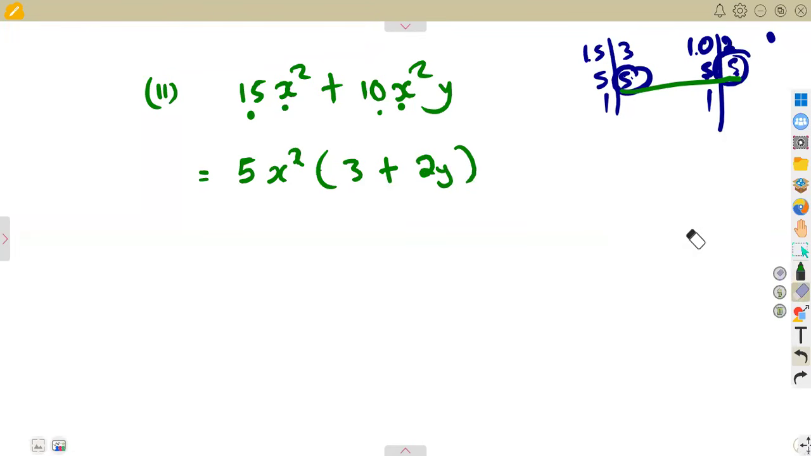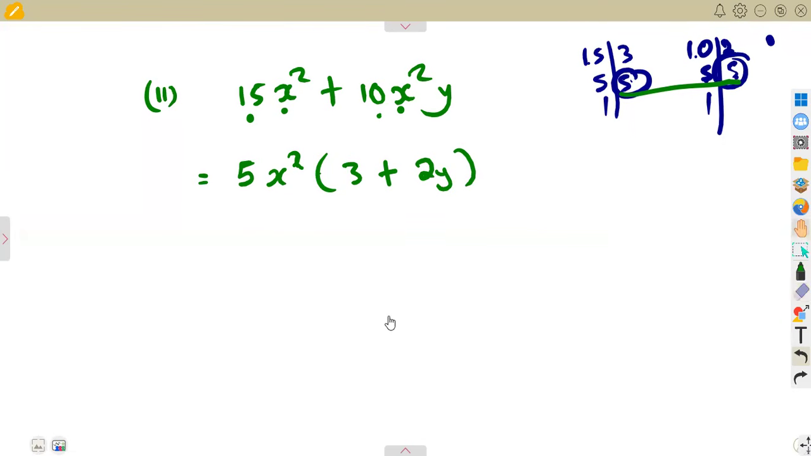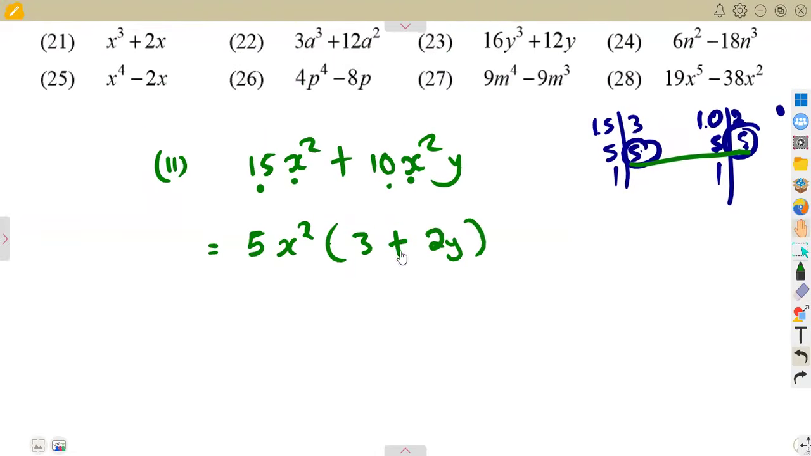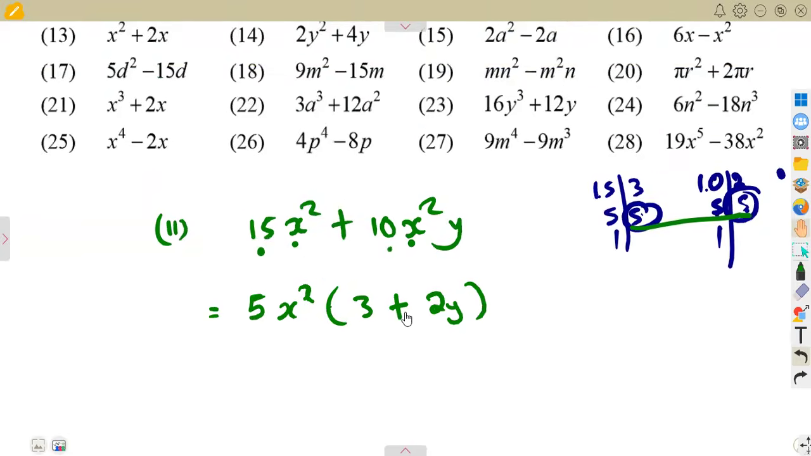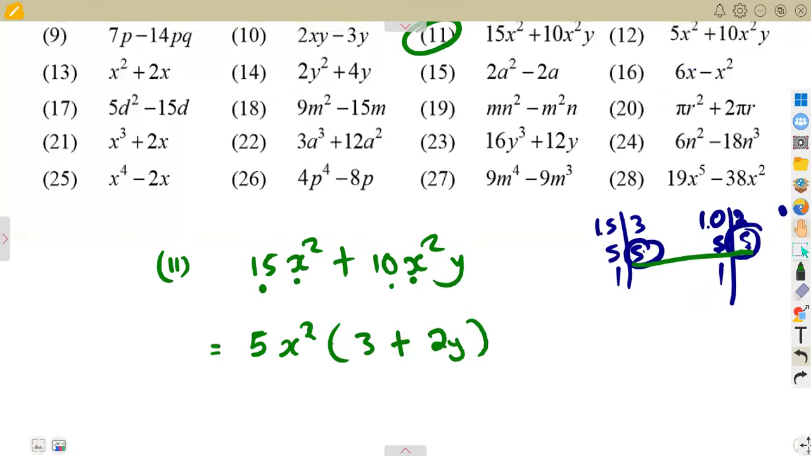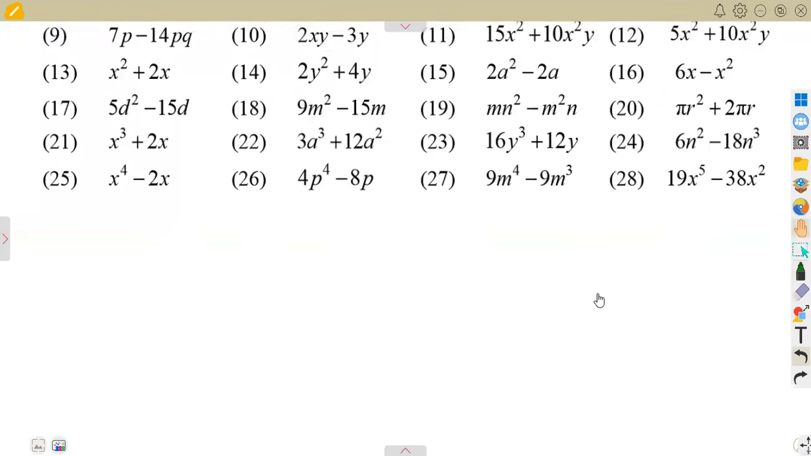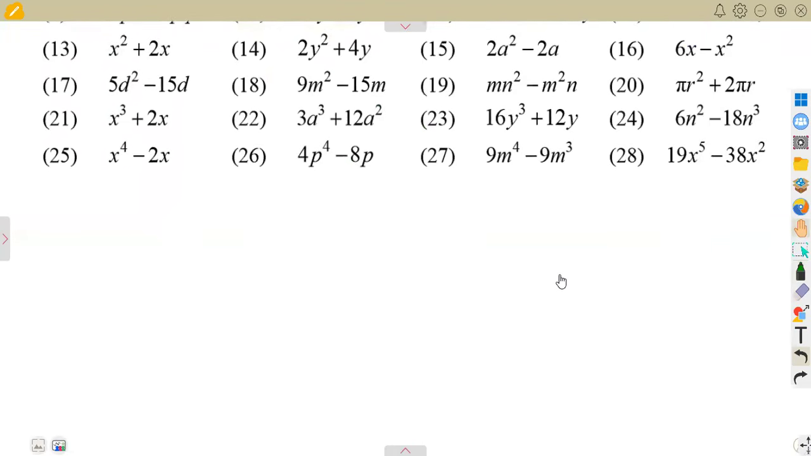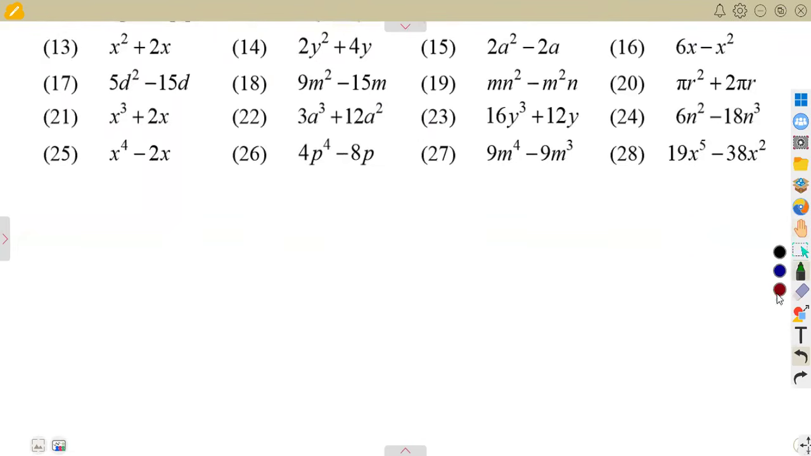So this is simply the simplification of your factorization. If you are factorizing, you are expressing your answer in terms of a bracket or in terms of brackets, depending on the type of question that you are given. We are going to see different types of questions in this syllabus of ours.